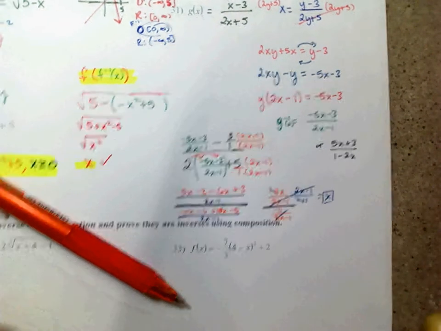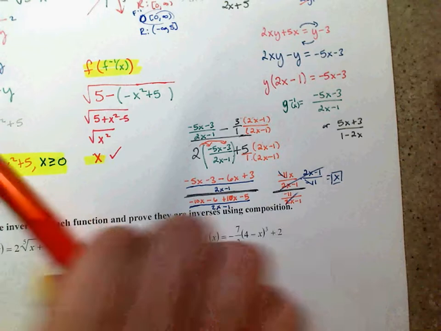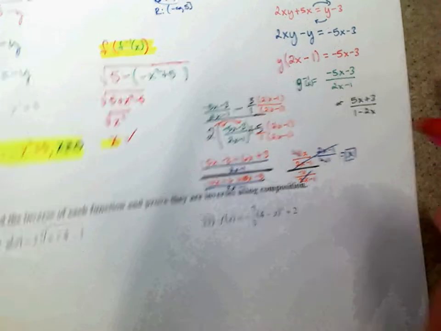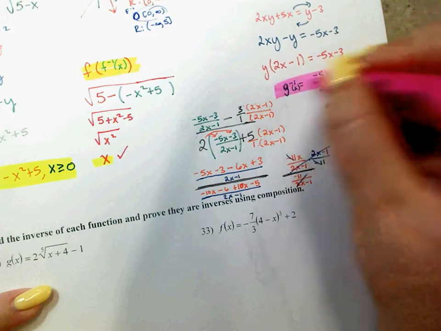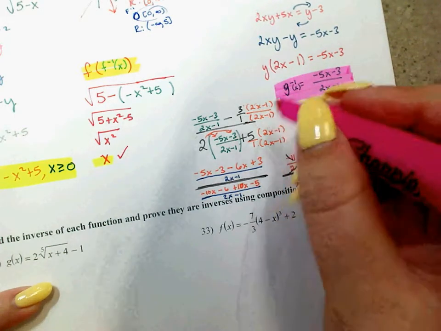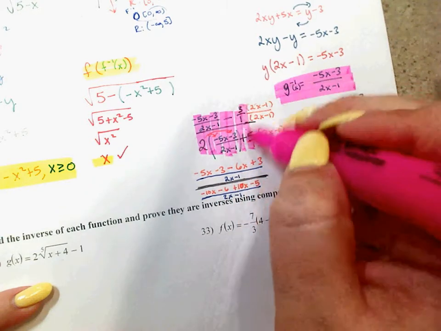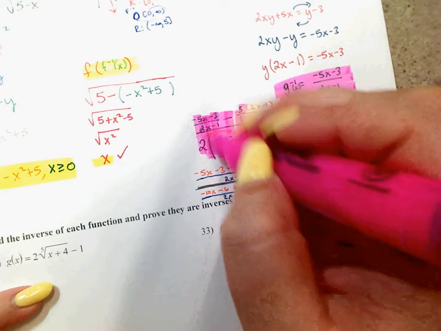All right, so my answer is the inverse, and the composition I would also be looking for. So I would be looking for this composition, and then you get down to x.